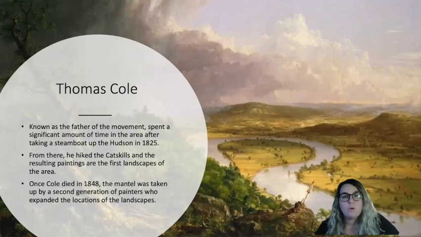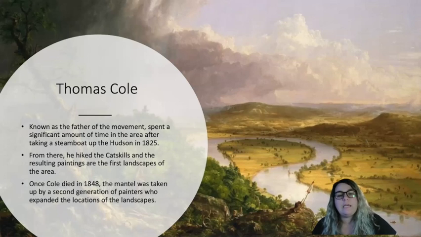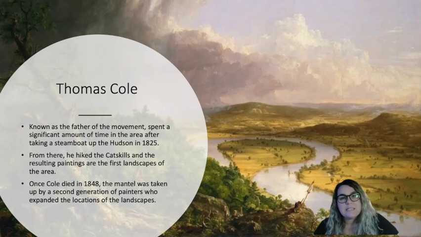So let's look at one of the leaders of this style of art, Thomas Cole. He is known as the father of the movement, and he spent a significant amount of time in the area of the Hudson River Valley after taking a steamboat up the Hudson in 1825. From there, he hiked the Catskills, and the resulting paintings are the first landscapes of the area.